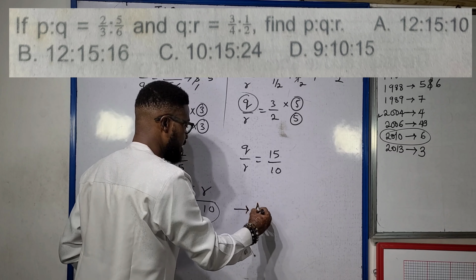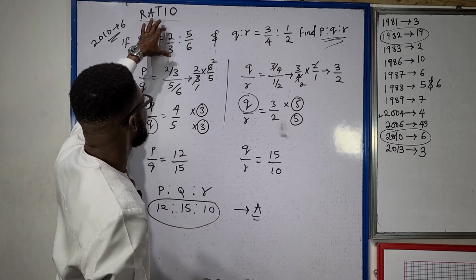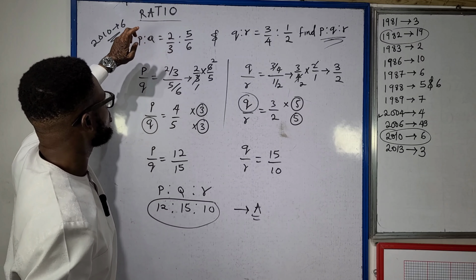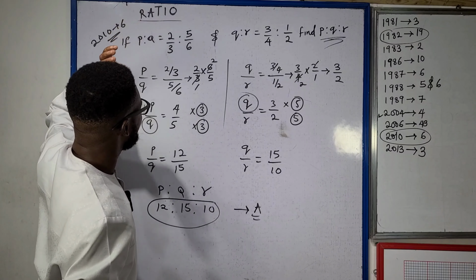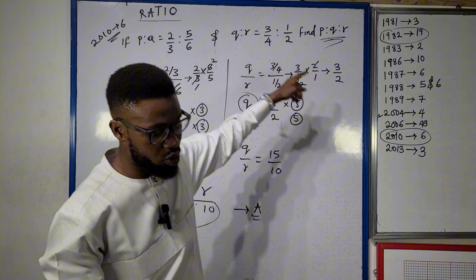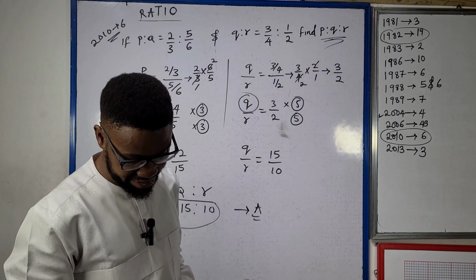This is option A. This is how you go about questions where you are comparing two ratios, even in fractional form like this. You have to look for how to equate one of the terms here to one of the terms here. So that ends 2010 question 13.